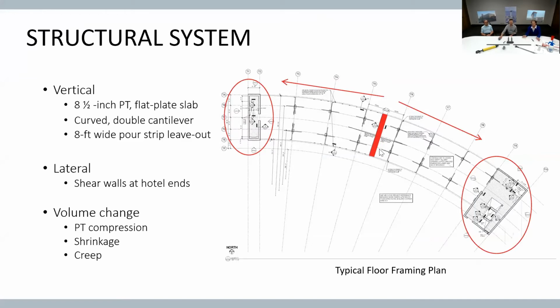And this is a typical efficient design for a lot of what we do in PT design. And if you see the arrows, that's where our slabs are. We always want to shrink towards the stiff stuff. And without having that pour strip, you're going to get cracking throughout that slab. And so again, we've got to deal with the PT compression, the shrinkage, and the creep.